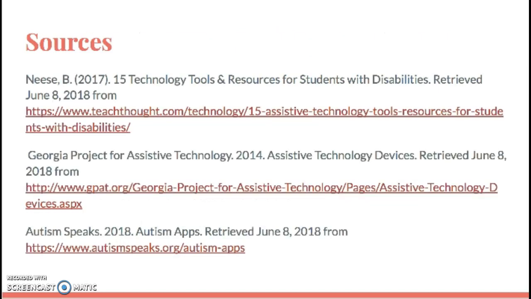And then finally, I looked at quite a few different places to find all these things, but 3 jumping off points that I found really useful were 15 technology tools and resources for students with disabilities, and that was from the teachthought.com website. And then the Georgia Project for Assistive Technology had a handy list of assistive technology devices. And finally, Autism Speaks had a huge list of autism apps that were a great place to start looking for things.